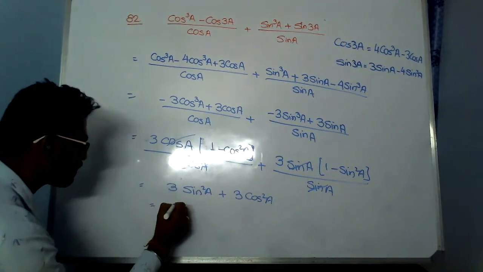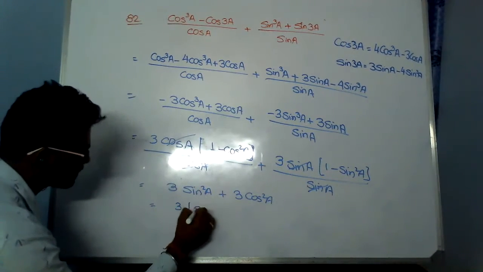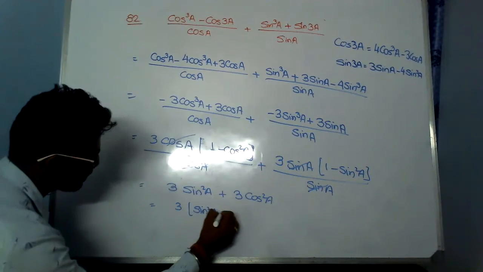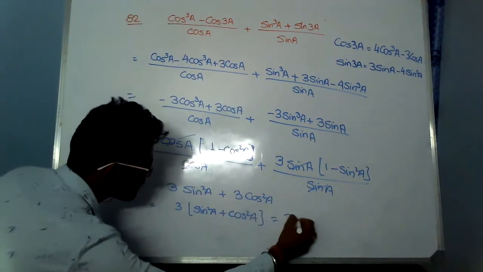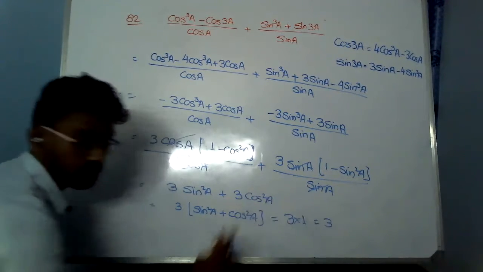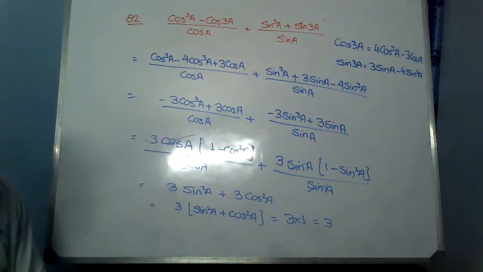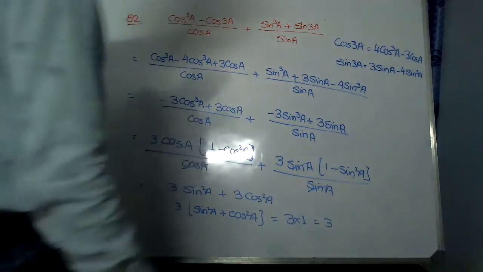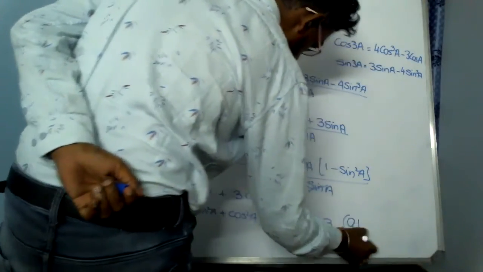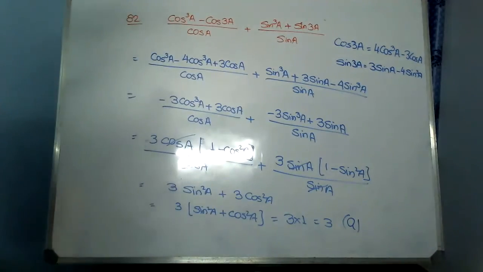Now if I take 3 common here, I'll get sine square A plus cos square A, and that we all know is 1. That is 3 into 1, that is 3. Which option does it satisfy? That is option A itself. Yes, the first option A is the right answer.